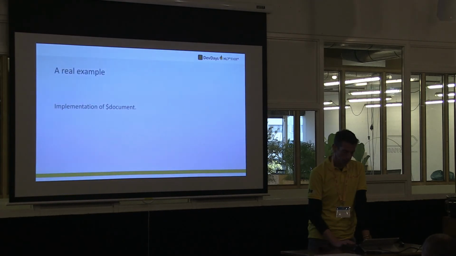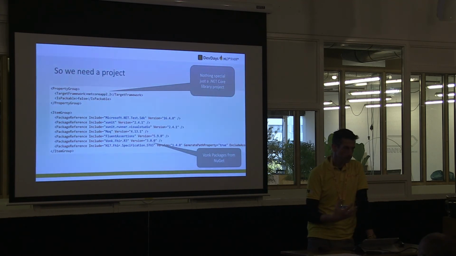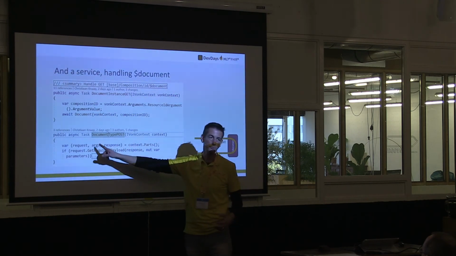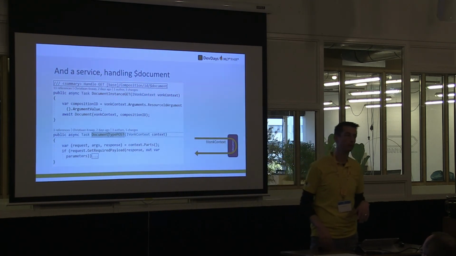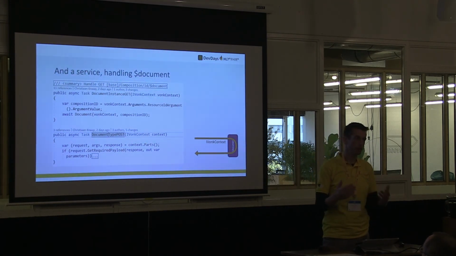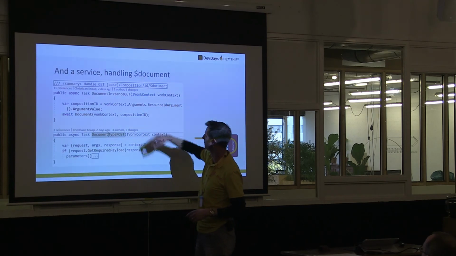All right, final things, implementation of $document. I will do that in 1 minute. The building of it was a little more work. But the essence is to see that it works the same way. We created a project, and it refers to the Vonk packages, in this case Firely, which also includes Vonk core. We have a couple of methods that handle a post of $document on the composition resource, because $document transforms a composition resource into a bundle that has all the resources referenced by that composition. And you can also do it on a get. So if you do composition ID $document, you will get that.